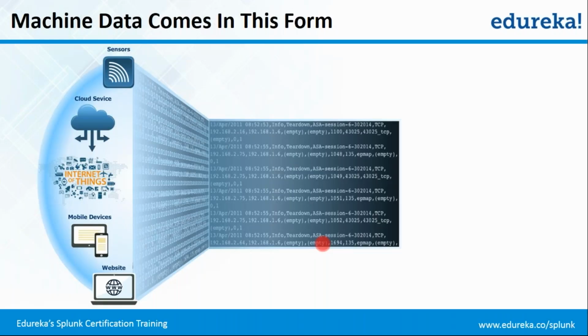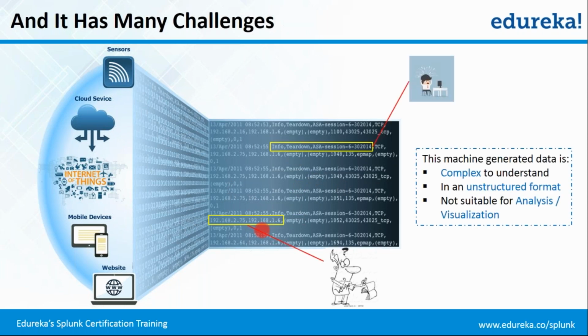Any IT company must deal with data coming from various machines like sensors, network and cloud devices, Internet of Things devices, mobile devices, and website logs. Data coming from these devices is unstructured and it looks like this. This data is very complex for a common man to understand, and well, even an iPhone cannot decode this data. And since it's in an unstructured format, we need a tool that can understand machine data so that it does the processing and brings it to human readable form.